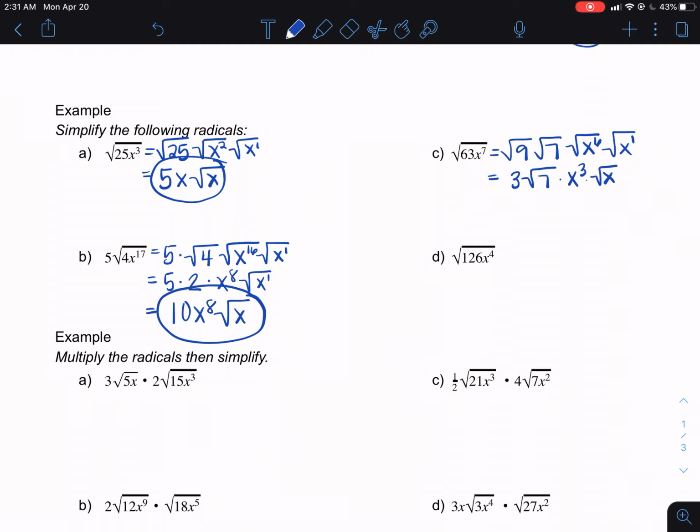So when we're multiplying these, we're going to combine our outsides. So we get 3x cubed. And then multiply our insides. So the square root of 7x.